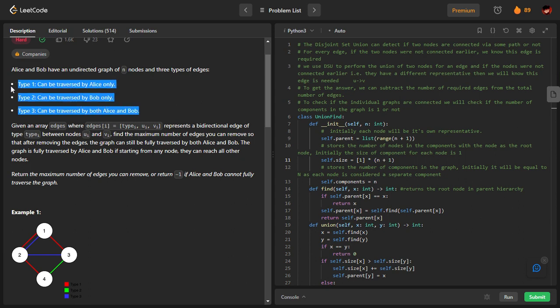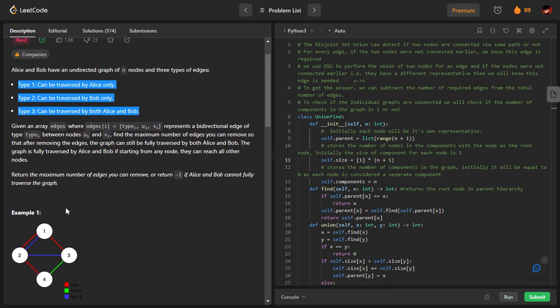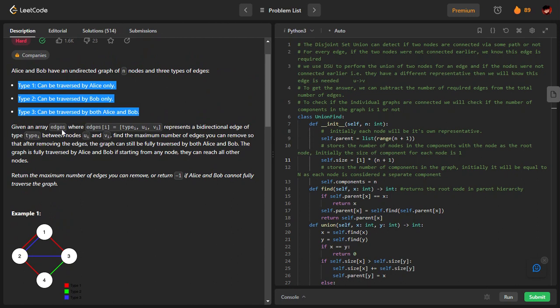If you are a beginner, you may not be able to understand this, because this thing is not mentioned. Any edge can be removed, of either of the types, but after removing it the graph should remain traversable. We have to remove the maximum edges possible such that the graph is still traversable by both Alice and Bob. When we say both Alice and Bob, Alice can follow only type one and type three paths. Similarly, Bob can follow only type two and type three paths. So we have to remove as many edges as possible of any of these types, such that after removing them the graph remains traversable for both of them. Traversable means they should be able to reach all the nodes.